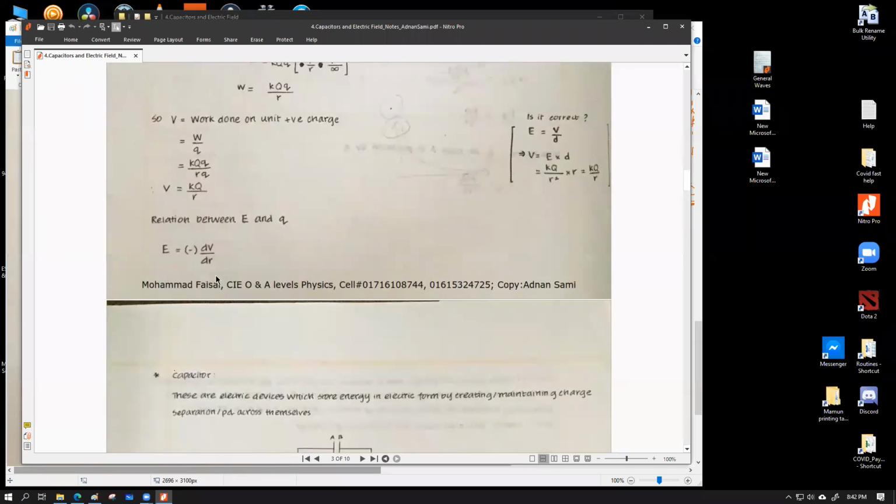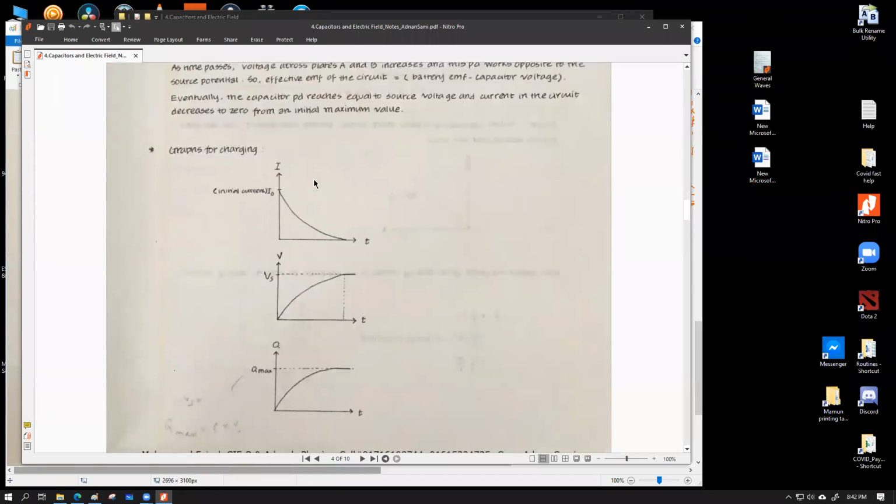Take a look. E is given as minus dV by dr. Not the other way around. This is very interesting and this is very, very important at the same time. Why? Let me elaborate this. This is going to be a bit mind-boggling. I mean, it still boggles my mind.